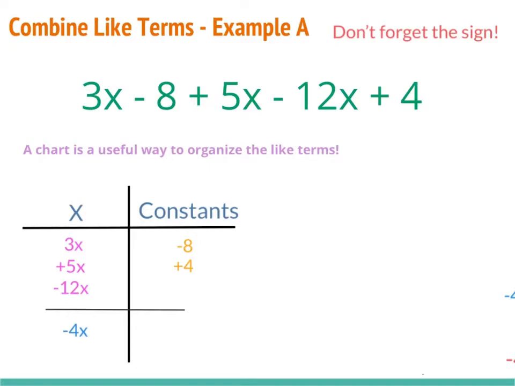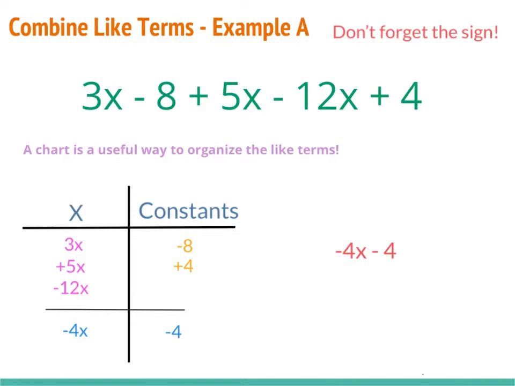Important to keep the sign, because otherwise I would not have known that my answer is going to end up being negative. Now I'm going to add my constants together, -8 plus 4, and that's going to give me -4. If we don't remember our integer rules, it's always a good idea to use our calculator. Better to use our calculator than to get the answer wrong. So all I'm going to do now is rewrite my expression as -4x minus 4. That's it. That's as simplified as I can get.